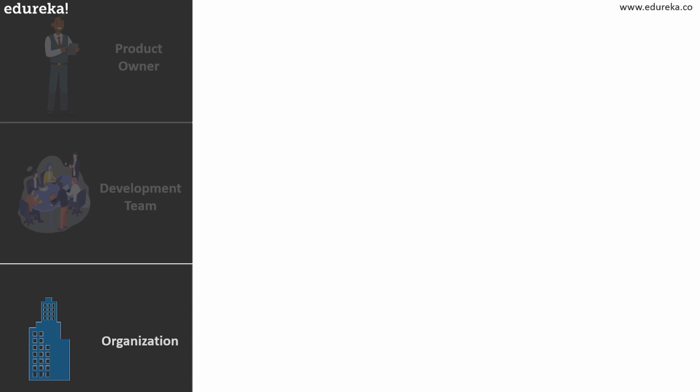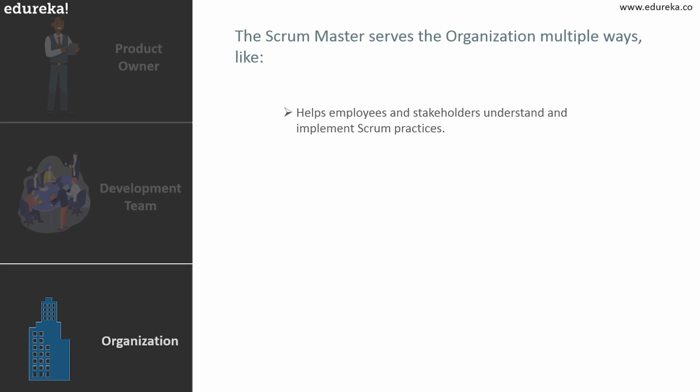So apart from serving the product owner and the development team, the Scrum Master also contributes his services to the organization as a whole. But how? Let's check it out. So Scrum Master serves the organization in multiple ways. Like first of all, he guides and coaches the organization in adopting Scrum framework and agile principles, or you can say the agile manifesto, the 4 values and the 12 principles.